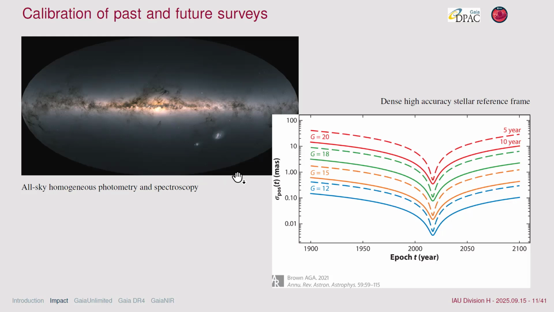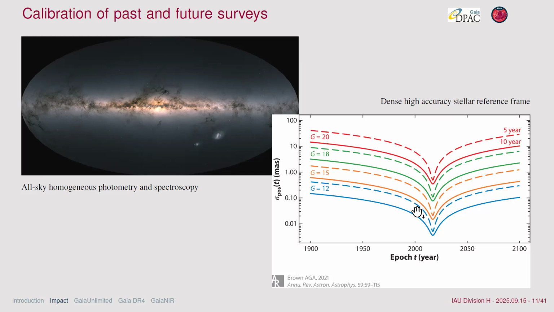And one of the very nice things you can do with Gaia is because the reference frame of Gaia is so precise, that means the stellar reference frame, which you use for the astrometric calibrations, you can also extrapolate the precision of the reference frame into the future. And this diagram here shows essentially how the precision on the stellar positions degrades as a function of time. This is because of the proper motion uncertainties. And you see the difference between a 5 and a 10-year mission.